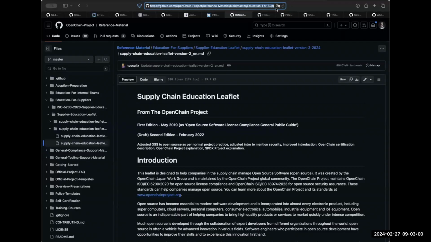This is a document that was created almost 5 years ago by the OpenChain Japan workgroup. It was built out of various ideas and lessons learned in the supply chain. And the goal was to help suppliers begin using open source in a way that was going to match expectations around compliance. This particular document, as a 5-year-old artifact, references primarily our first standard, ISO 5230, and focuses on open source license compliance. As we prepare the second edition, the focus will also include more around security because, of course, we published ISO 18974 for security in December of last year.